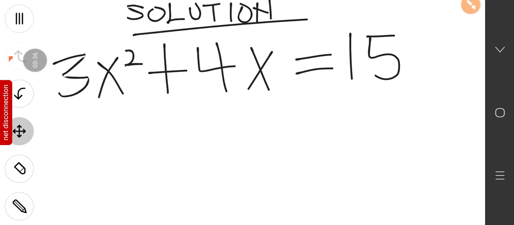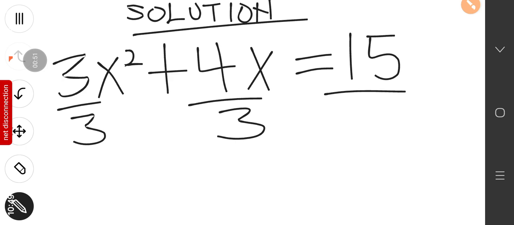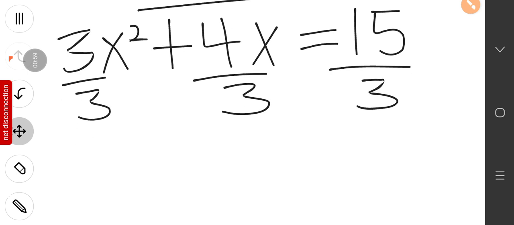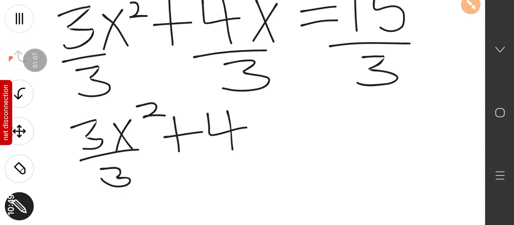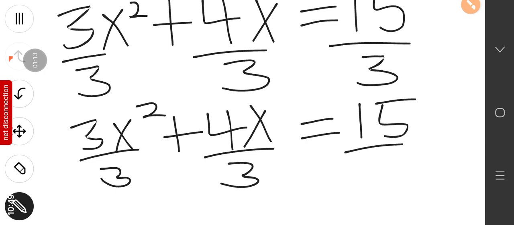Now the second thing we do is to divide all the terms by the quadratic coefficient. Now the quadratic coefficient here is 3, so we divide here by 3, here by 3, then here by 3. So you can see we are dividing all the terms of the equation by 3. So you're going to have 3x squared over 3 plus 4x over 3 equals 15 over 3.